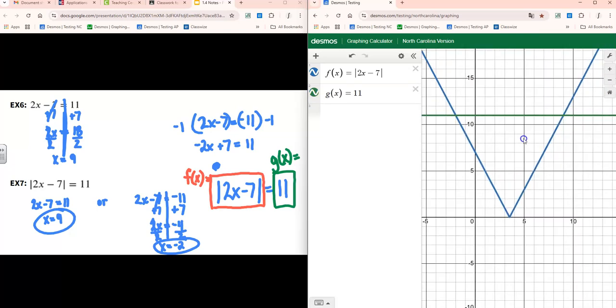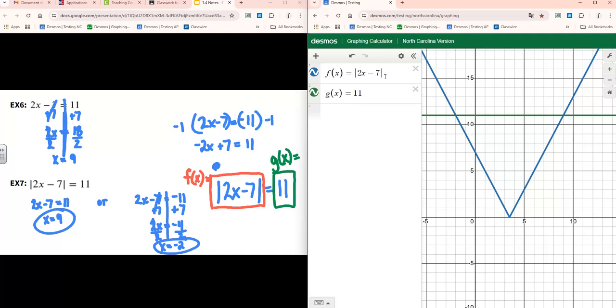Okay, so what this is doing is graphing the equation of absolute value of 2x minus 7. It also graphs the equation of 11, which is just a horizontal line, all right? So any equation that you do, if you do this, you are looking for where those two things are equal. Where on this graph are those two expressions going to be equal? Okay, it's going to be negative 2 and 9, which are our answers. How can I tell by just looking at it on the graph?